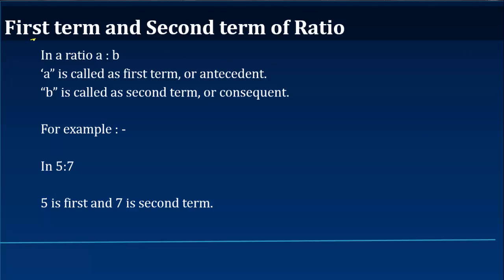Now in any concept of ratios, you always have the first term and the second term. We write the ratio as A:B. In this case, A is called the first term or the antecedent, and B is called the second term or the consequent of a ratio. For example, if I write 5:7, then 5 is the first term or the antecedent, and the second one is 7, which is also known as the consequent.